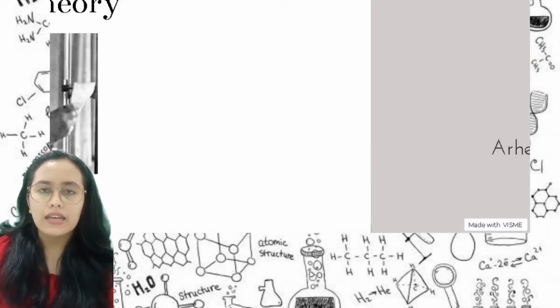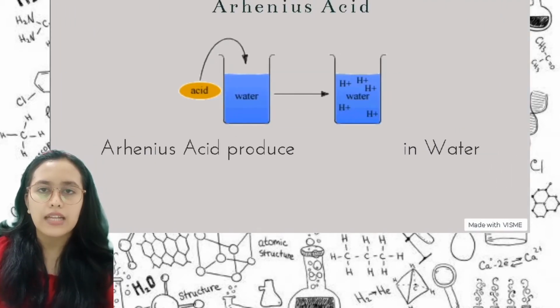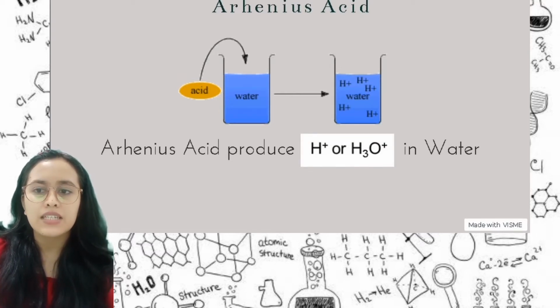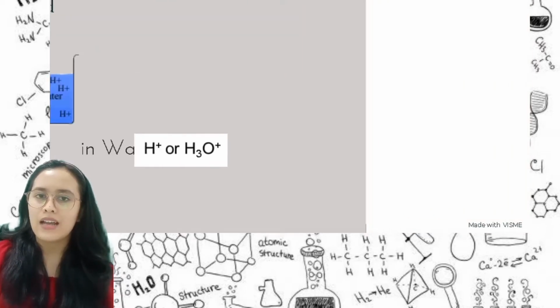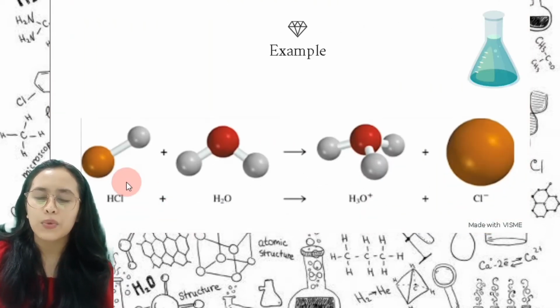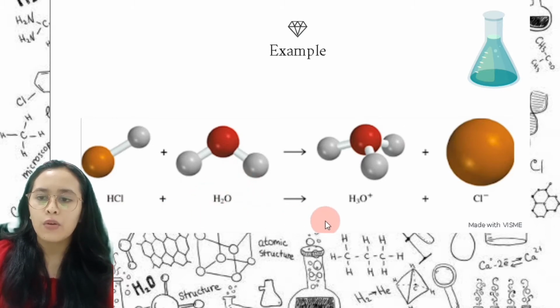Arrhenius acid. An Arrhenius acid is a compound that increases the concentration of hydrogen ions present when added to water. These hydrogen ions form the hydronium ion when they combine with water molecules. This process is represented in a chemical equation by adding water to the reactant side. This is an example: hydrogen chloride reacts with water to form hydronium ion and chloride ion.